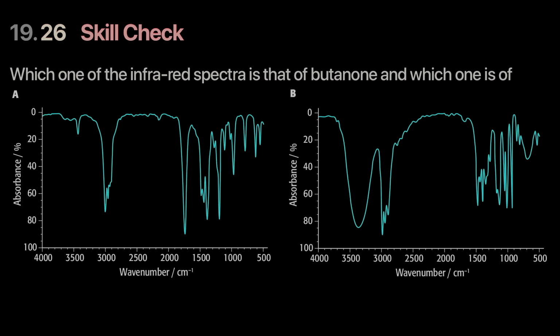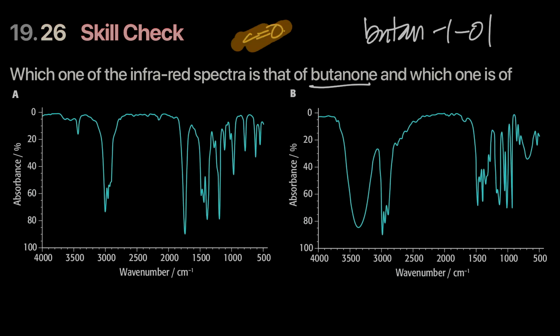Okay. So if the question was which of these infrareds is that of butanone and which one is that of butan-1-ol, how could you tell? And this is the last thing I'm doing right now. Between butanone and butanol, which is which? What does butanone have? Butanone has a CO double bond. A CO double bond is found in the 1700 region.